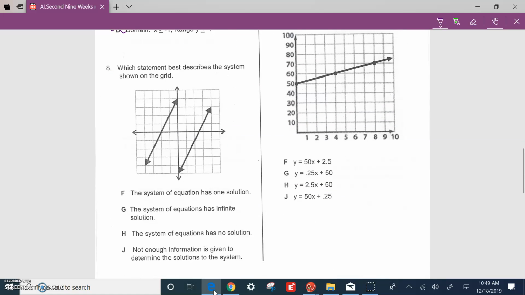Number 8. Which statement best describes the system shown on the grid? Very good. These do not intersect. So the answer is no solution. If they would intersect, that would be one solution. If there's the same line on top of the other, that would be infinite.